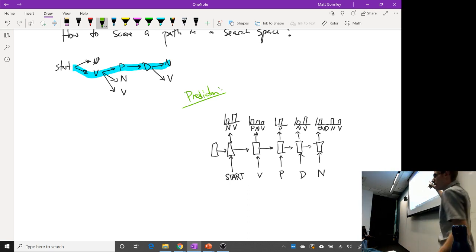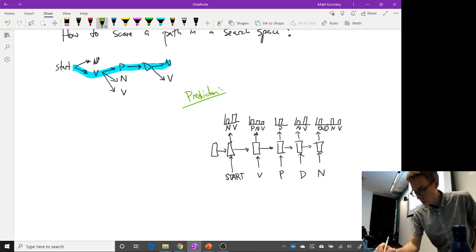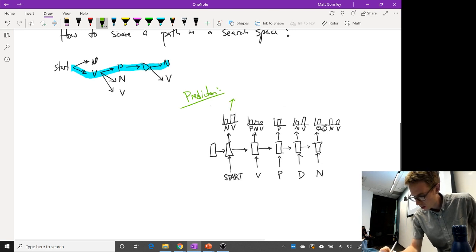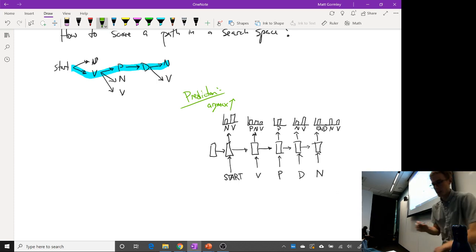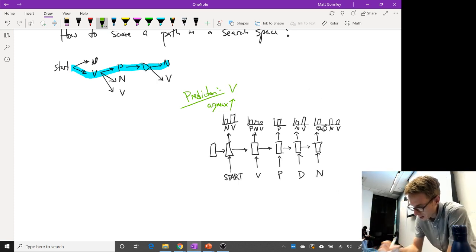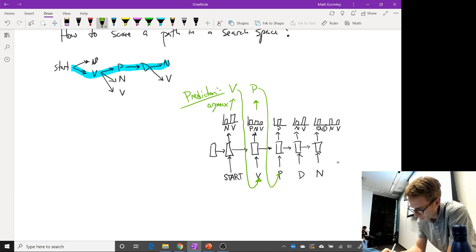For each of these probability distributions, we would take an argmax. And if we took an argmax, then maybe in this case we would get lucky and we would say, okay, V is the correct thing, so it's going to be fed in back here. Then we take another argmax over this distribution, and we get lucky again. We get the P, and so P is going to be fed in here. And then here, there's really just one option, so the argmax has to return D.